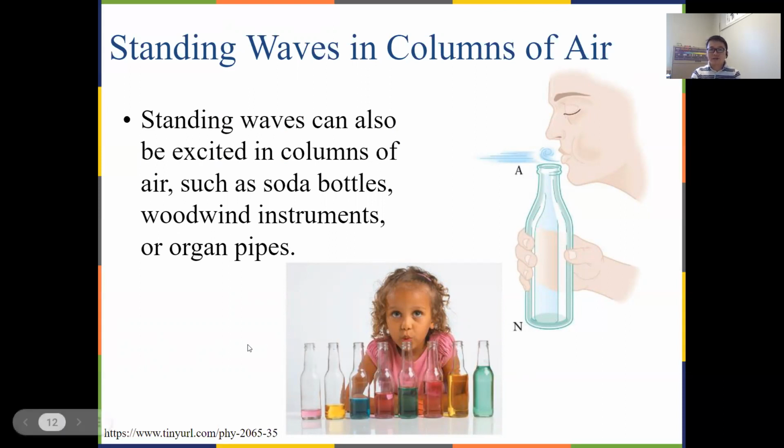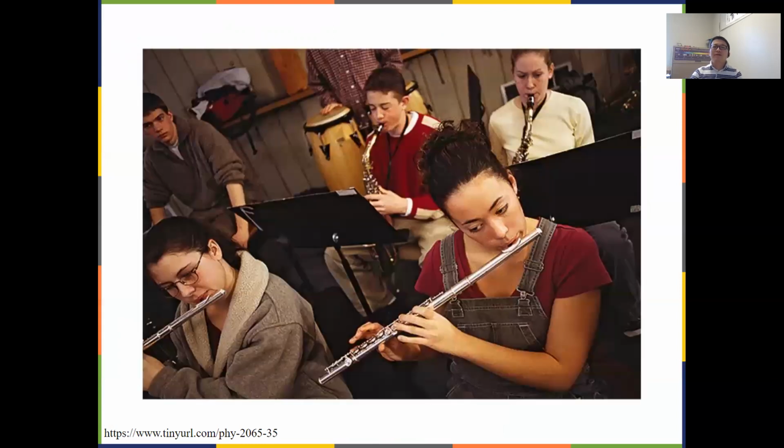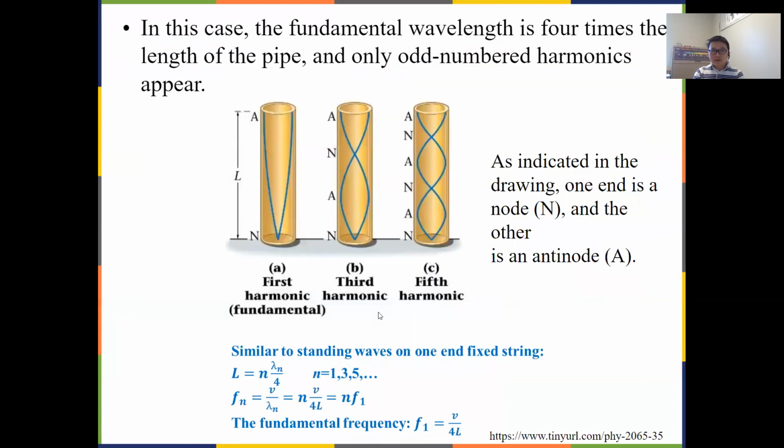That's how organ pipes work, or any other instrument that requires you to blow air into it or across the top of it. For example, the flute. You're generating standing waves in the air columns in the instrument. So let's take a look at these air columns.